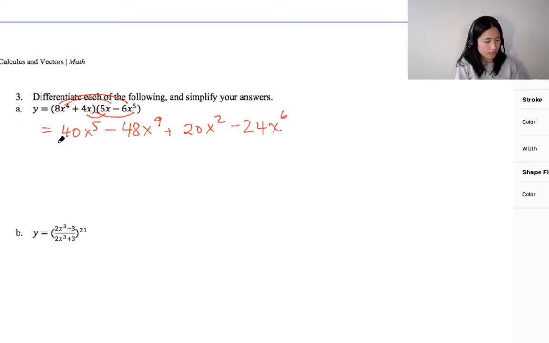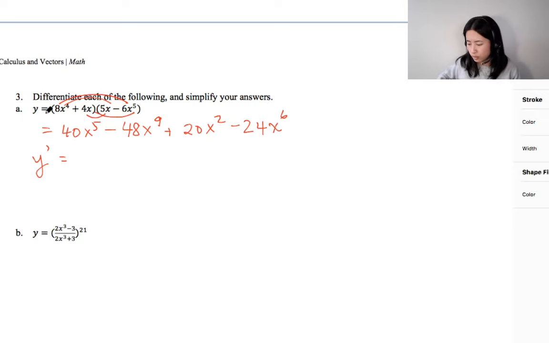So now that we have that, we need to go ahead and take the derivative, because we just expanded our function. So for the first derivative, we need to apply the power rule. What's the power rule? You need to multiply 40 times 5, because you're bringing down your exponent. And then you need to subtract 1 from your exponent, so 5 minus 1 would give you 4. That's how you're going to find the derivative of the first term.